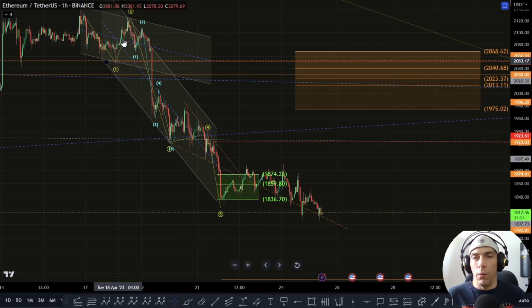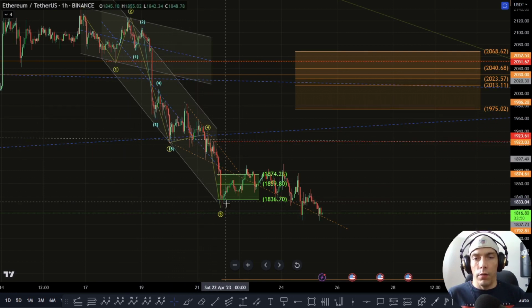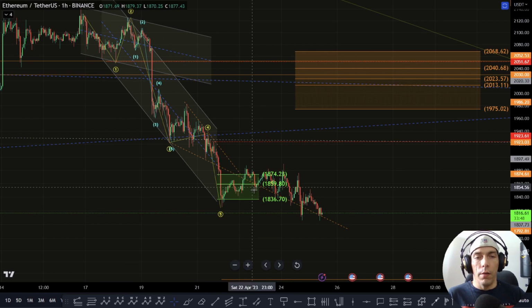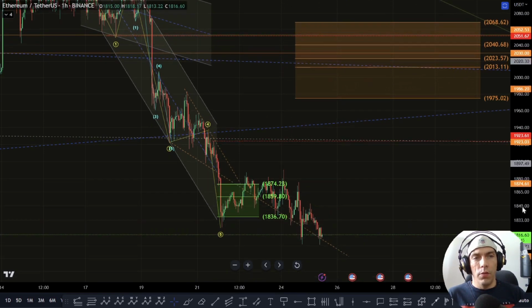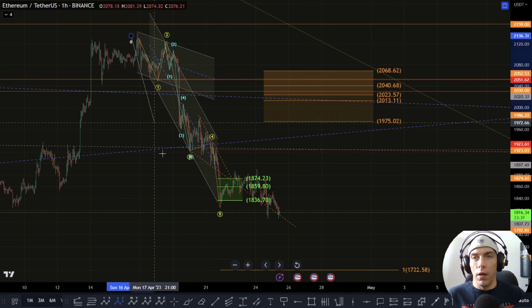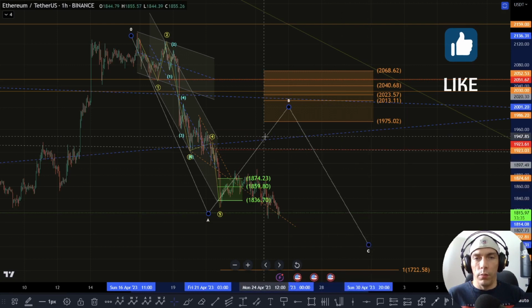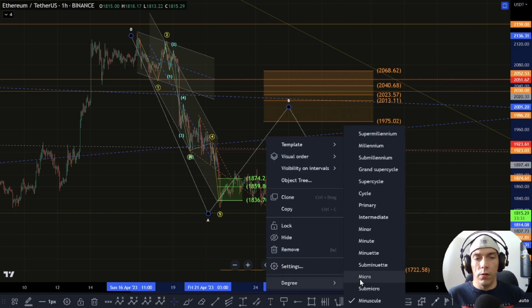If we wanted to count this as a 1, 2, this is a running flat here, and then having this as a fifth wave over here. If this is the case, then potentially we could still be looking to have a completed move here, in which case we would be looking for that possibility of having this as an A, this is a B, and then looking for that possibility of a C wave to the downside.